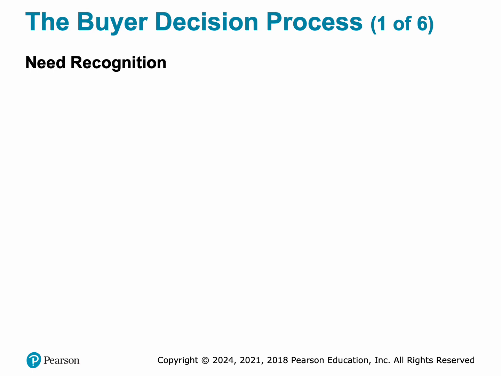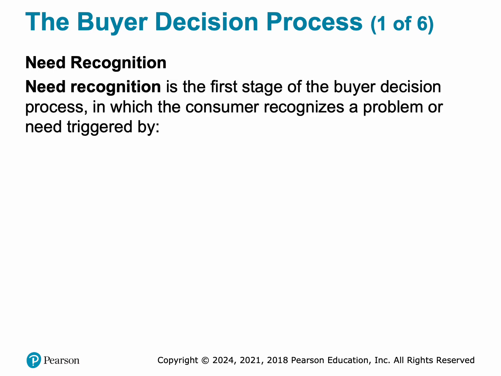This is the stage where the marketer should research consumers to find out what kinds of needs or problems arise, what brought them about, and how they lead the consumer to this particular product. So it's the first stage of the buyer's decision process in which the consumer recognizes a problem or need triggered by the internal stimuli we talked about earlier, or external stimuli.